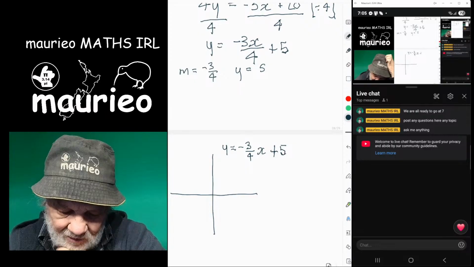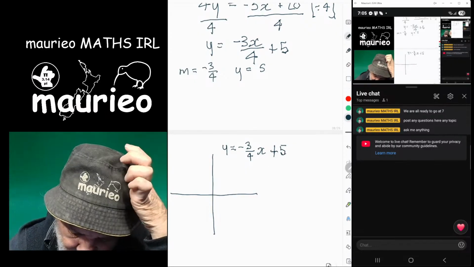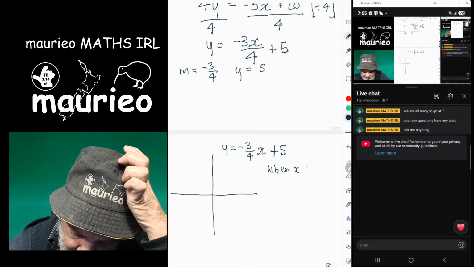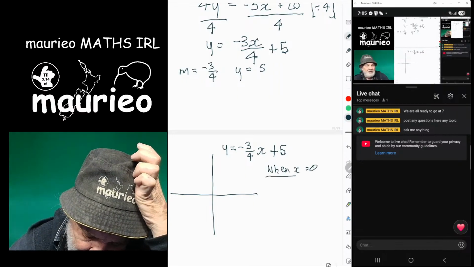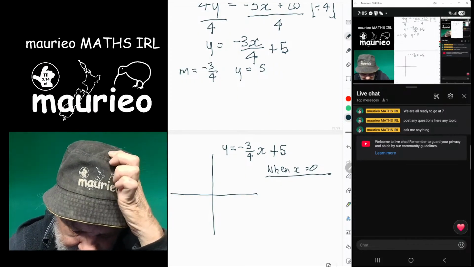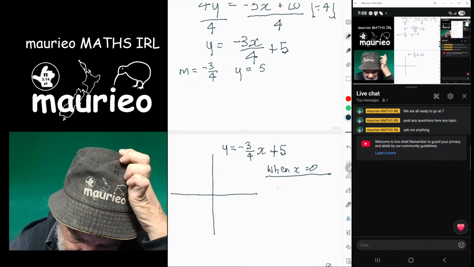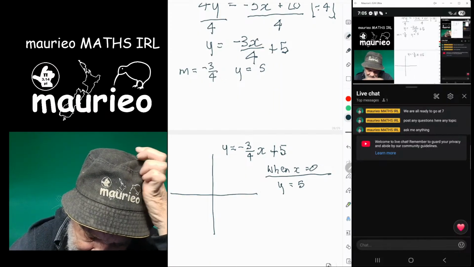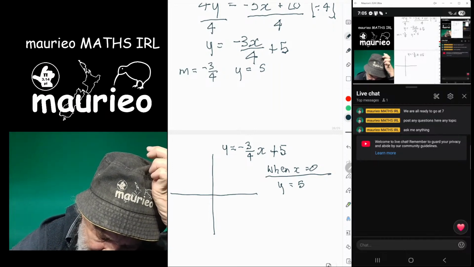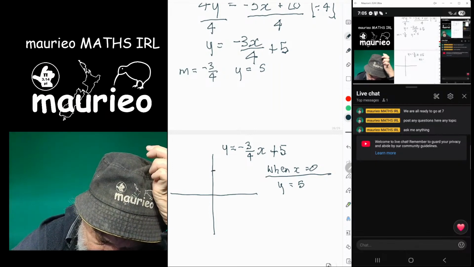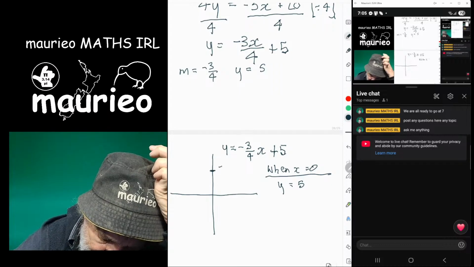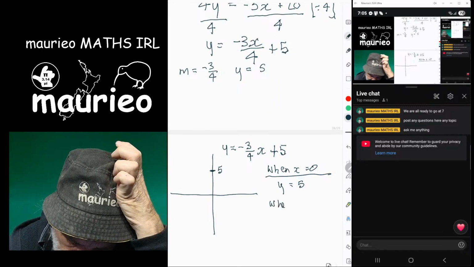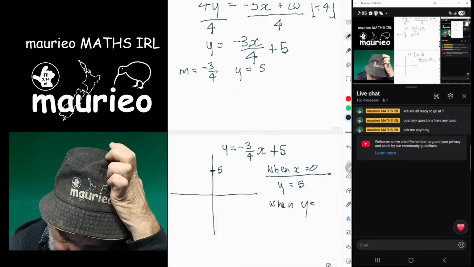Right, so drag out my toolbox. When x equals 0, we put 0 for x, we get y equals 5. So x is 0 all along the y-axis. So we know that our y-intercept is 5. And then we can have a look at when y equals 0.